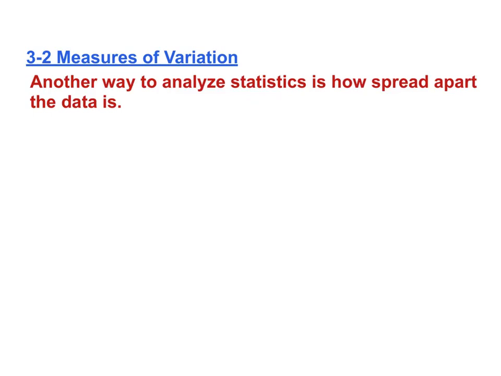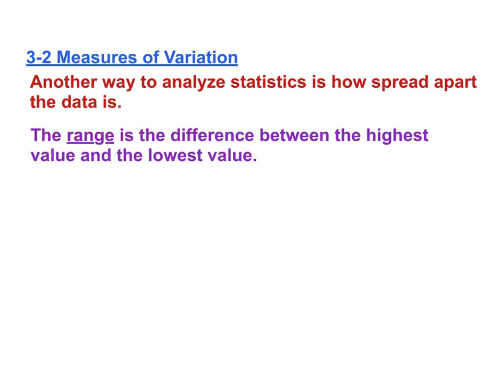So how close the data is together tells us something about it. How spread apart the data is tells us something about it. And there's lots of different ways that we can look at it. Okay. One way that we use to determine how spread apart the data is, is the range. And the range is the difference between the highest data value and the lowest data value. So when you find the range, you actually do the subtraction.